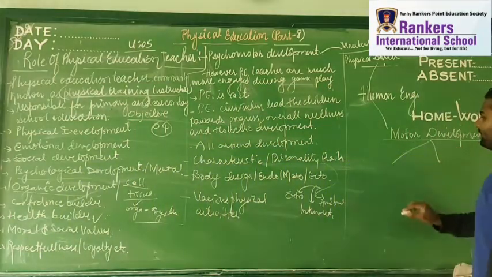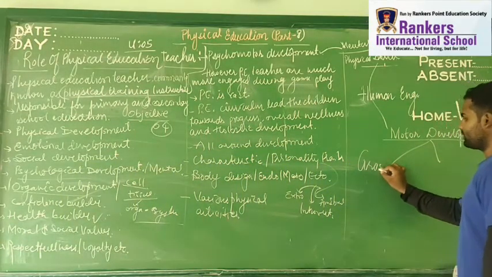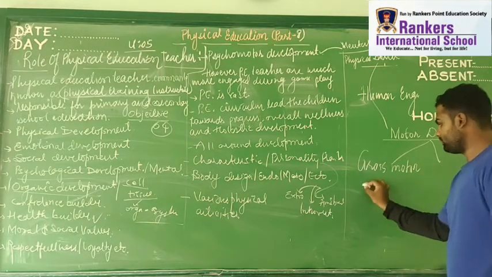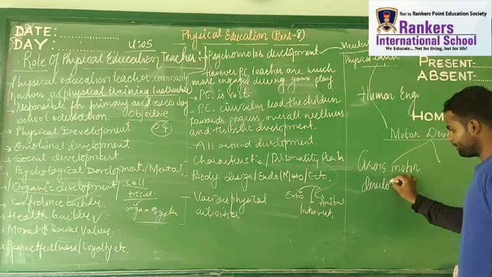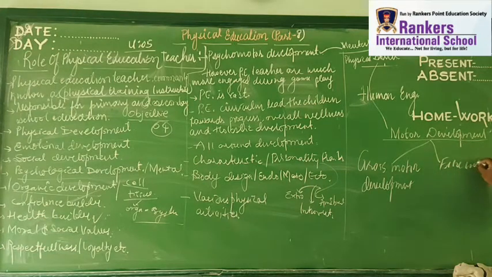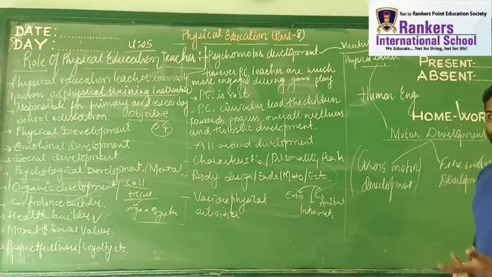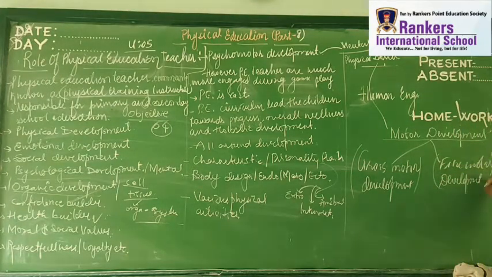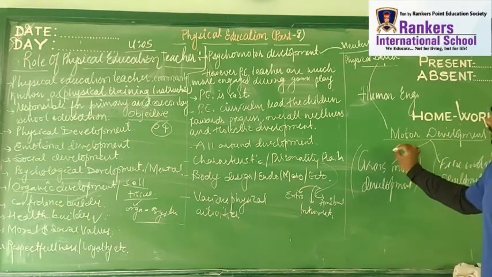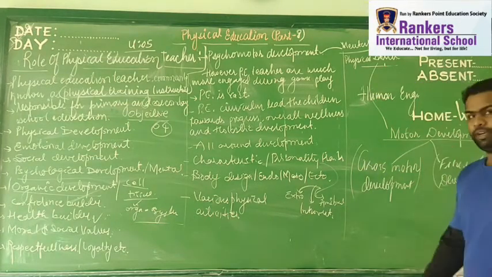So basically it's of two types: gross motor development and fine motor development. Right? Gross motor development is associated with the development of large bones and muscles, and fine motor development is related to the development of small bones and muscles. Right? So I hope you are clear on gross motor development and fine motor development.